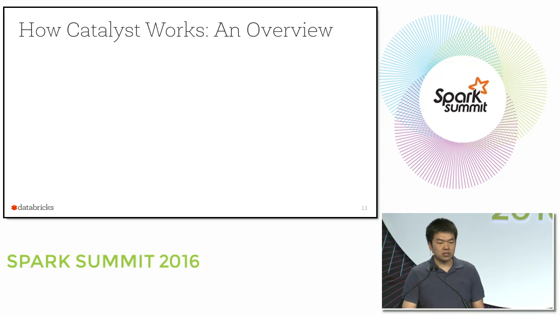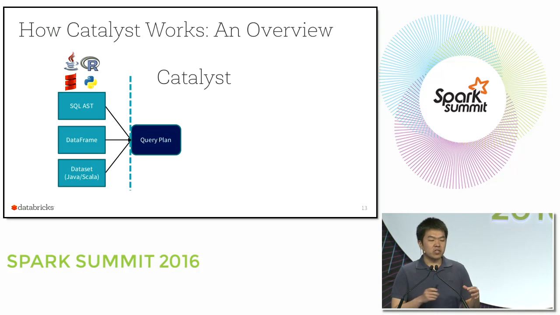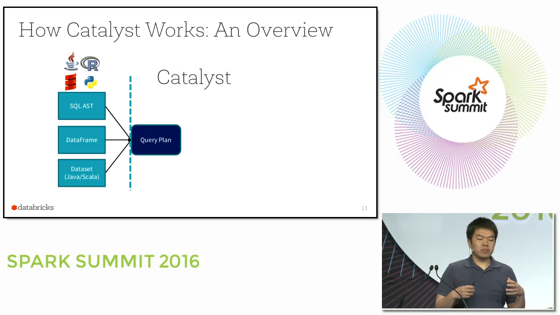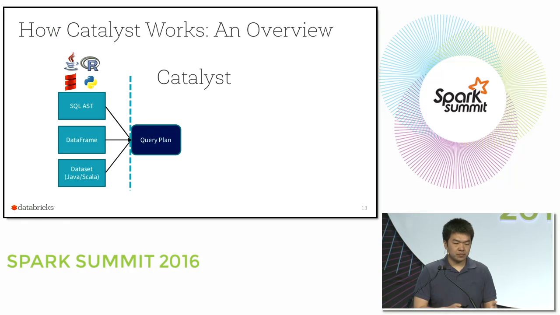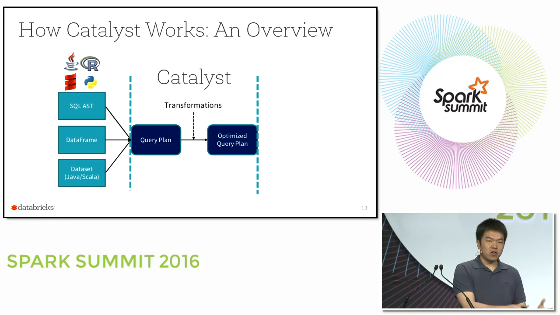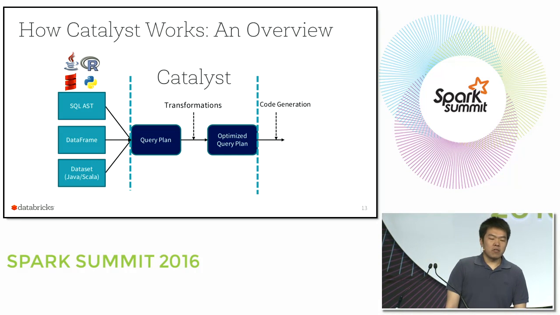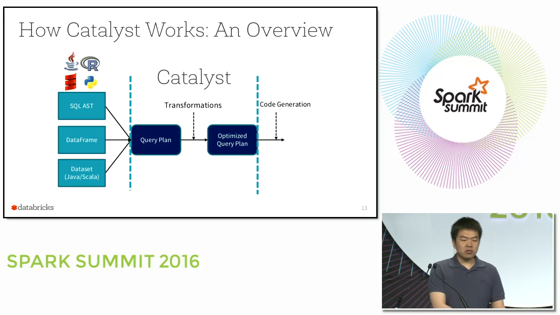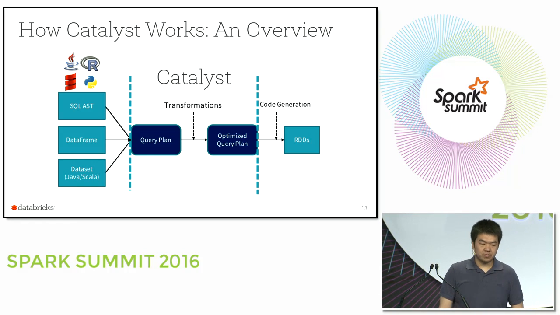So let's look at how Catalyst works. At a high level, Catalyst has an internal representation of a user's program, which is called a query plan. The high-level programming interface is basically a public API for building query plans. Once we have the initial version of the query plan, Catalyst will apply different kinds of transformations to convert the query plan to an optimized query plan. And finally, through Spark SQL's code generation mechanism, the optimized query plan will get translated into a DAG of RDDs, which are ready for execution.